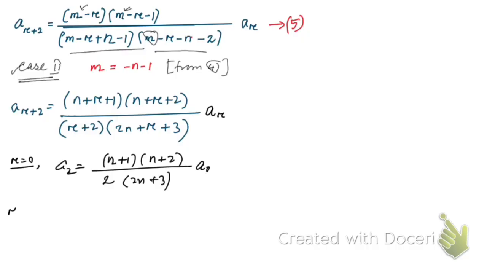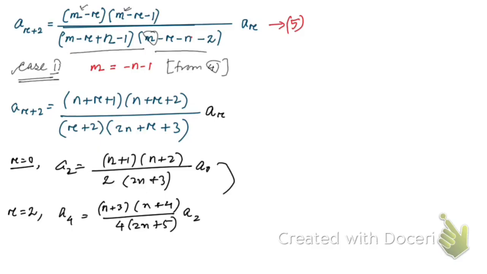So similarly, let's put r is equal to 2 now. Don't put 1, because on putting 1 we're going to get a3, which is equal to 0. Already shown these things are 0. On putting 2 we're going to have a4, and wherever you see r, just replace it by 2. Doing so, we're going to get a4 is equal to (n+3)(n+4) divided by 4(2n+5), into a2, since r is 2. Now replace this a2 by this value, as we have already calculated a2.